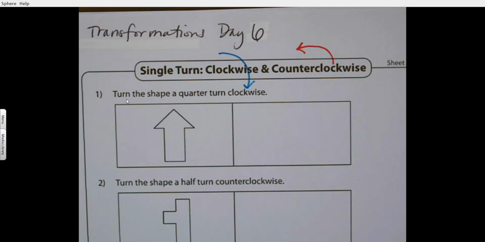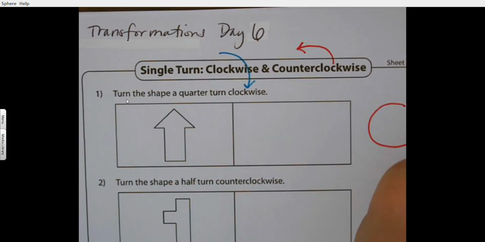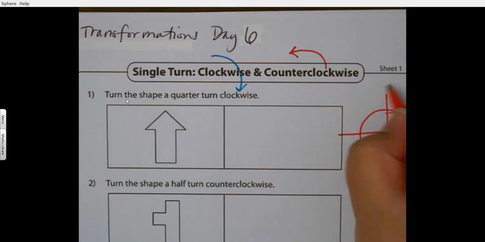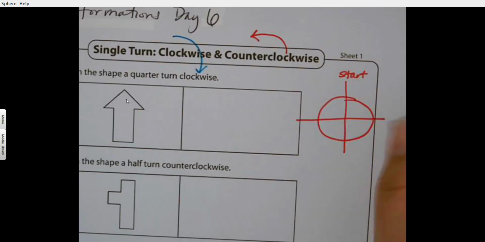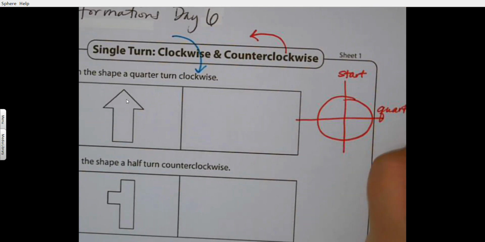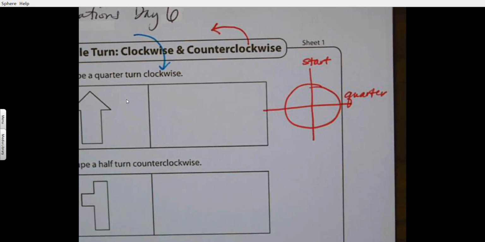You also need to know a quarter turn, a half turn, what that means, and that's all based on the unit circle. So if we started here at the top, so here's your start. This is a quarter turn. We often say, oh, it's a quarter past noon. That means it's 12:15. A quarter past 1. That means it's 1:15. So a quarter means a quarter turn for 90 degrees.